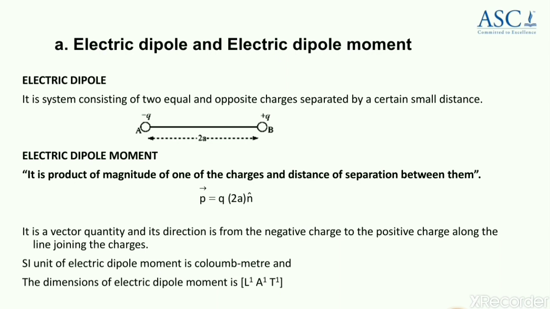Let us take up an interesting topic, electric dipole and electric dipole moment. What is this electric dipole? A pair of equal and opposite charges separated by a very small distance is actually called as electric dipole. Here it is shown in the diagram. Minus q, plus q, charges which are equal in magnitude but separated by a small distance, that is 2a.